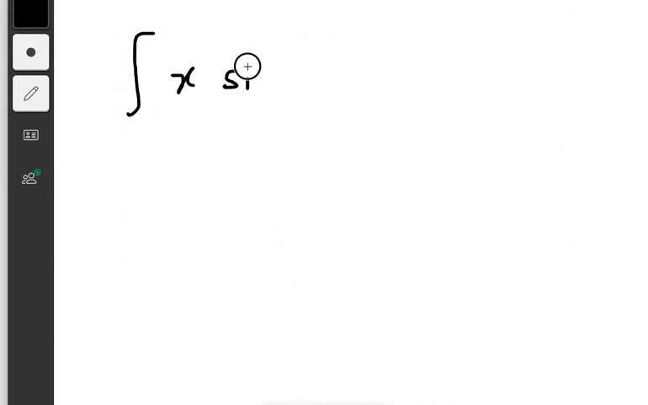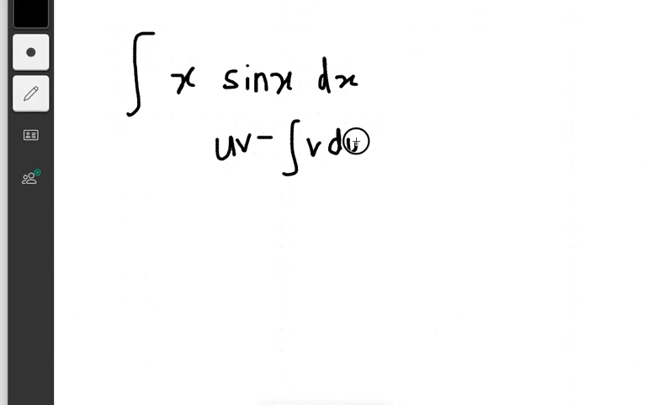Integral of x times sine x dx. Okay, so now you have an x multiplied by a sine x. What you're going to do is use this formula: uv minus the integral of v du. Now, we have to label the things that are being multiplied as u or v.